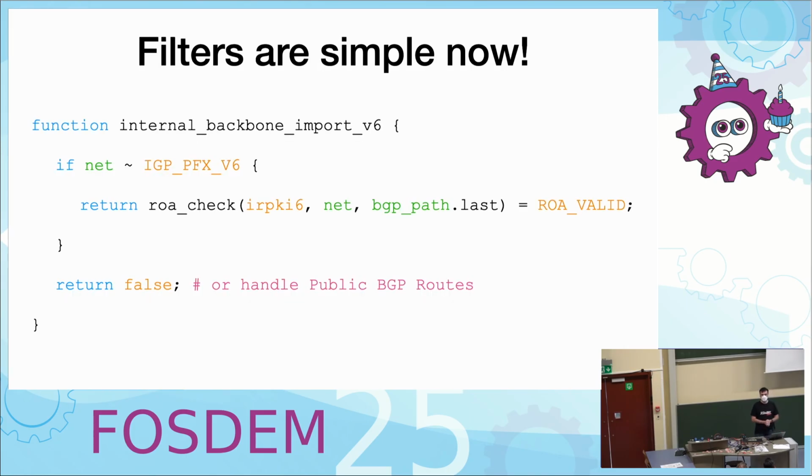So filtering suddenly is simpler. You don't need to generate filters or run them by hand. This is BIRD syntax. Basically, if the net belongs to your IGP, check if it's valid. And if not, just drop it. Or, do something extra with it maybe. And suddenly, things are much simpler. If something is RPKI valid, you let it propagate. If it's not, you don't.